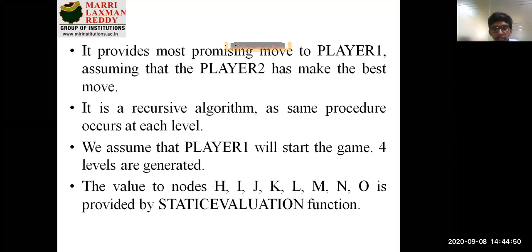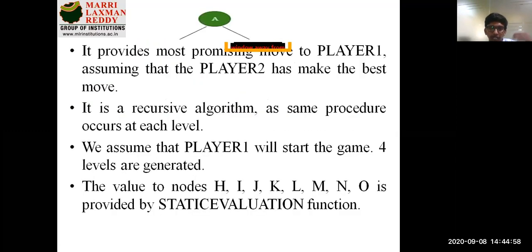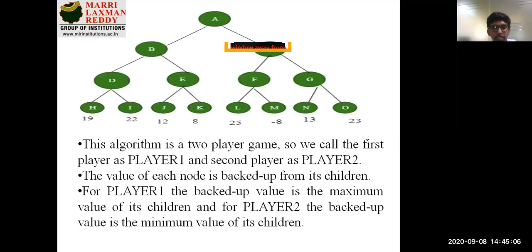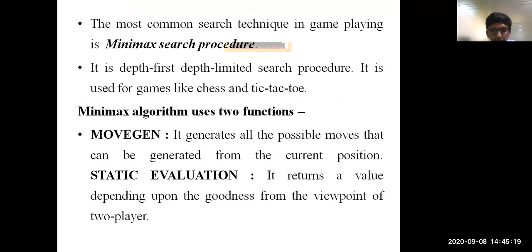So we assume that player one will start the game. With respect to this tree diagram, you have four levels, starting from player one, then player two, again player one, and so on. Likewise, there are four levels generated. You can see the values H, I, J, K, L, M, N, O. These are the values allocated to these nodes. The values of these nodes are provided by the static evaluation function. That's what we have discussed here.